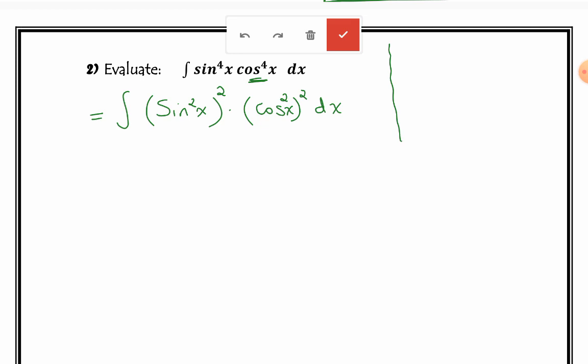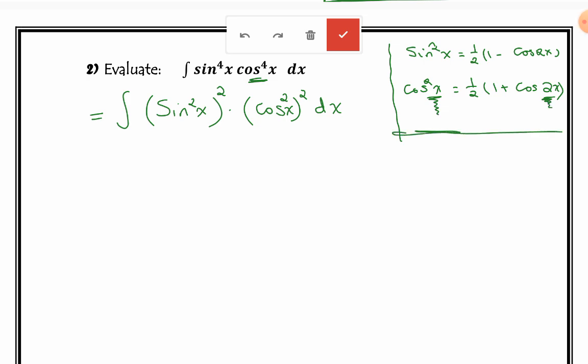The relevant identities: sine squared x is equal to 1/2 into 1 minus cosine 2x, double the angle, and cosine squared x is equal to 1/2 into 1 plus cosine double the angle 2x, and since the angle is x, the double is 2x. If the angle here is 8x, the double is 16x, and so on.